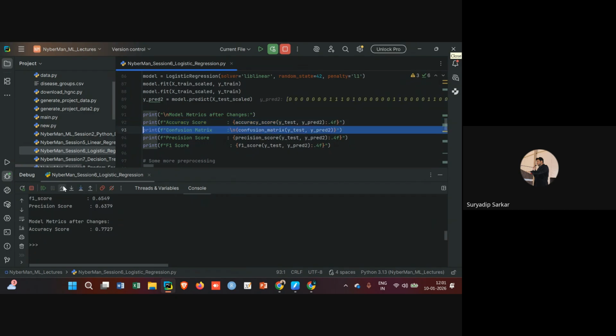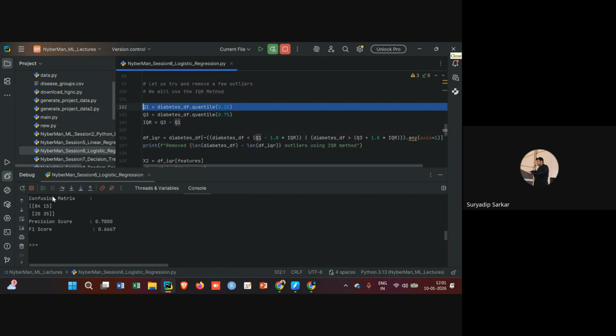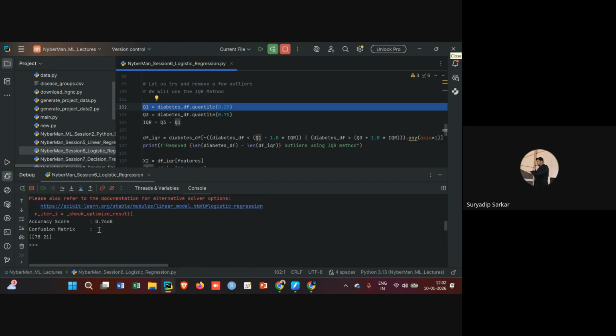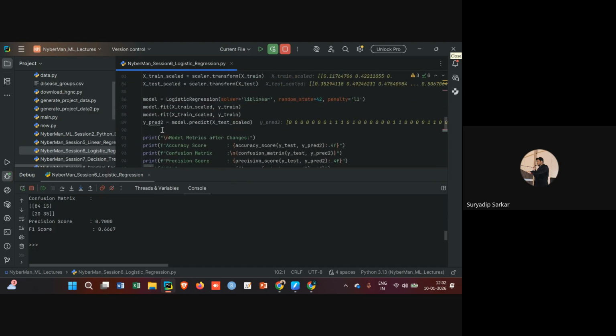If we go ahead and do this, you can see that the accuracy score has gone up a little bit. We have gone up from 74.6 to 77.2, almost a 3% increase in accuracy. So we have done somewhat better now. Even in terms of the confusion matrix, we see that we have made 35 mistakes here, whereas we had made 39 mistakes earlier. Our precision score and F1 score have also gone up a little bit, closer to 1. So this is what pre-processing does.